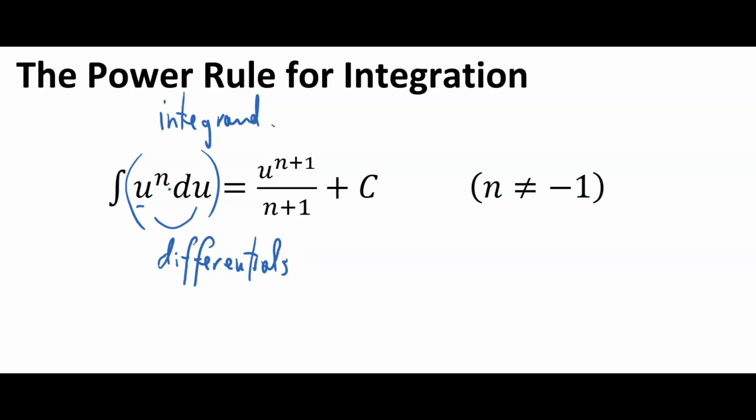Now this method of integration works for all n except when n is equal to -1. As you can see, if I was to sub a -1 down here, -1 plus 1 would be 0, so there would be division by 0. And that was the exact reason why we have this limitation in the power rule for integration. Now let's take a look at an example.